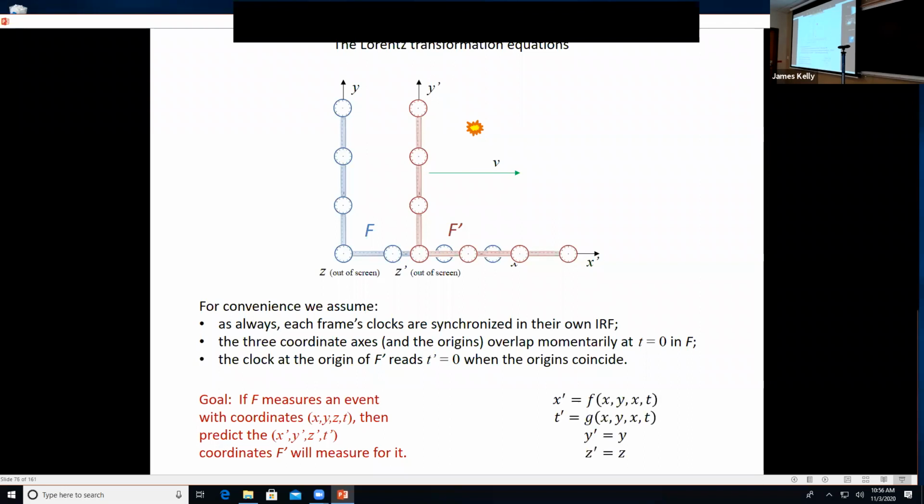So the goal is, and this is where we'll stop today, yes, they're going to agree on their assessment. If the relative motion is only along x, and we agreed that the axes line up at a certain instant in time, they'll agree on the y and z coordinates of any event. But they're going to disagree maybe on the x coordinates and the t coordinates. So how can we compute, if we know the x, y, z, and t coordinates that F reads for this event, what x prime and t prime are? So we need a function F of these 4 variables, and a function G of these 4 variables, and that's our task.